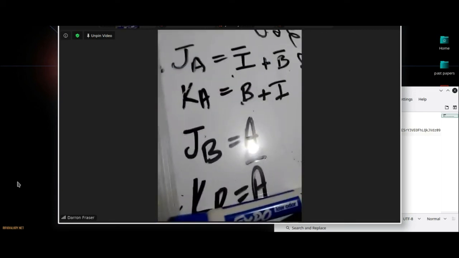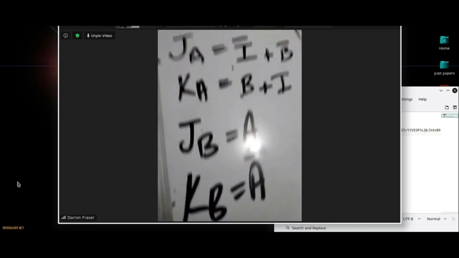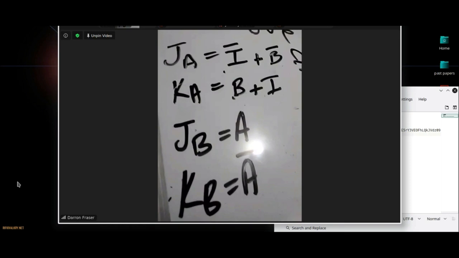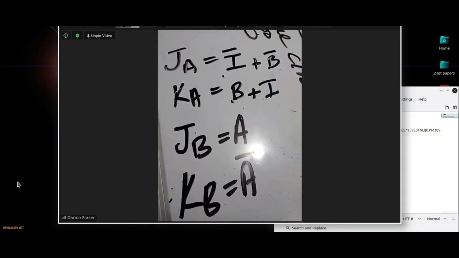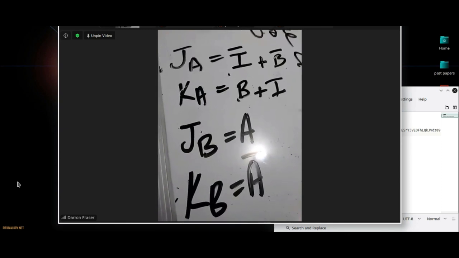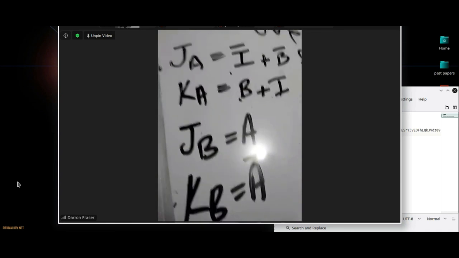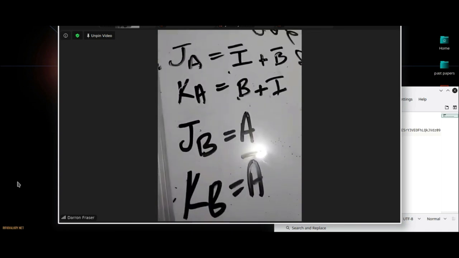So this would be what our values are now. If you go back to the next screen, JA is equal to I bar plus B bar. KA is I plus B. JB is A and KB is A bar. Right, so those would be what we need to put into the circuit.